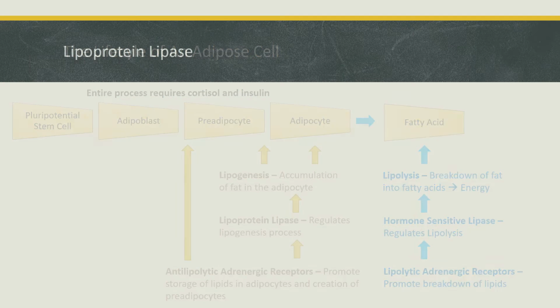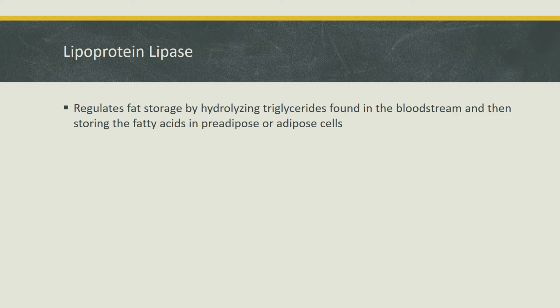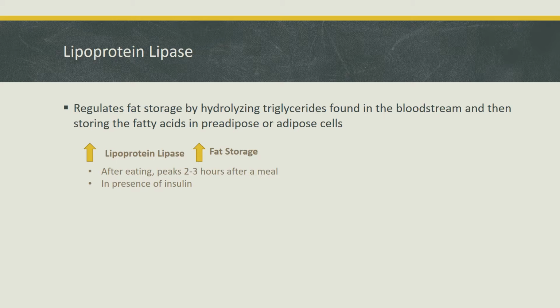Lipoprotein lipase is responsible for breaking down triglycerides found in the bloodstream so that fatty acids can be stored in adipose cells. As levels of lipoprotein lipase increase, fat storage also increases. After we eat, lipoprotein lipase increases as the fat in our meal is absorbed and stored into adipocytes. Levels also increase when there are higher levels of insulin or after exercise as the body tries to maintain homeostasis of fat levels.